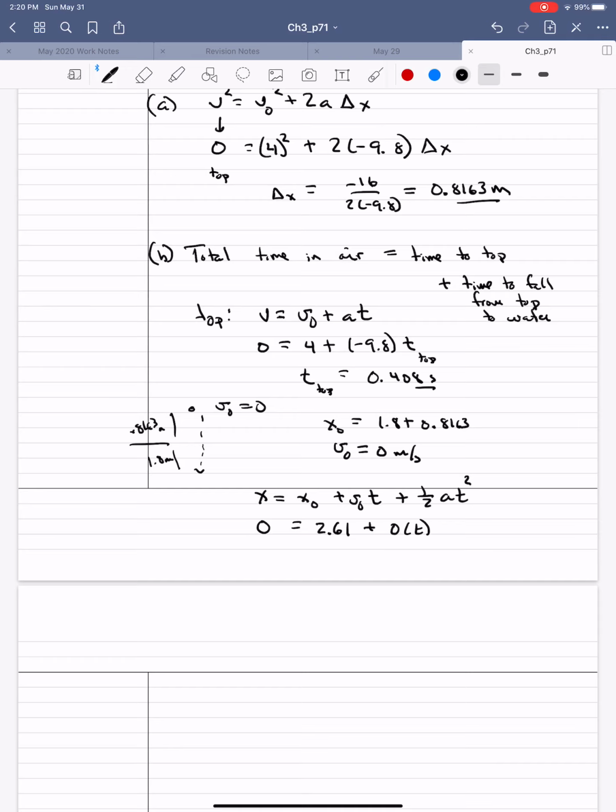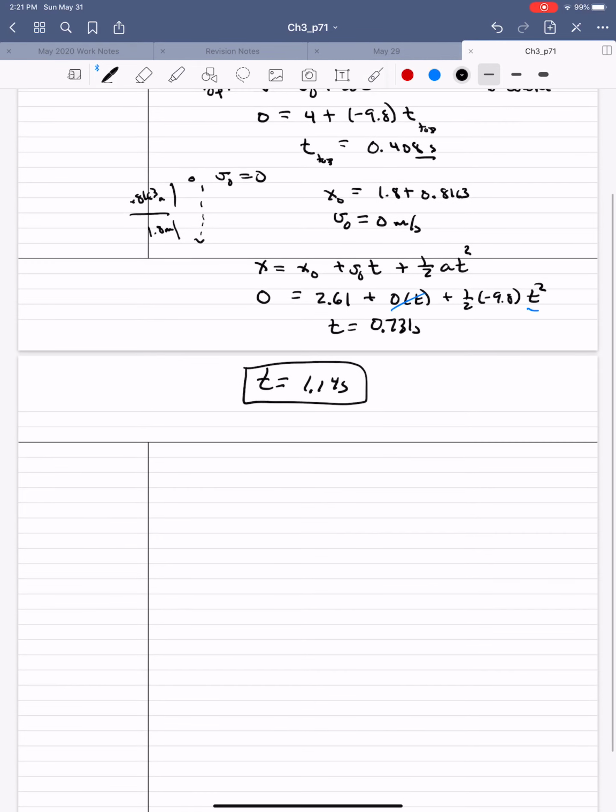0 times time plus a half times negative 9.8 times time squared. So this 0 times time here gets rid of that term, so my time is just over there. And so I find that that time is 0.731 seconds. And so the total time is 1.14 seconds.